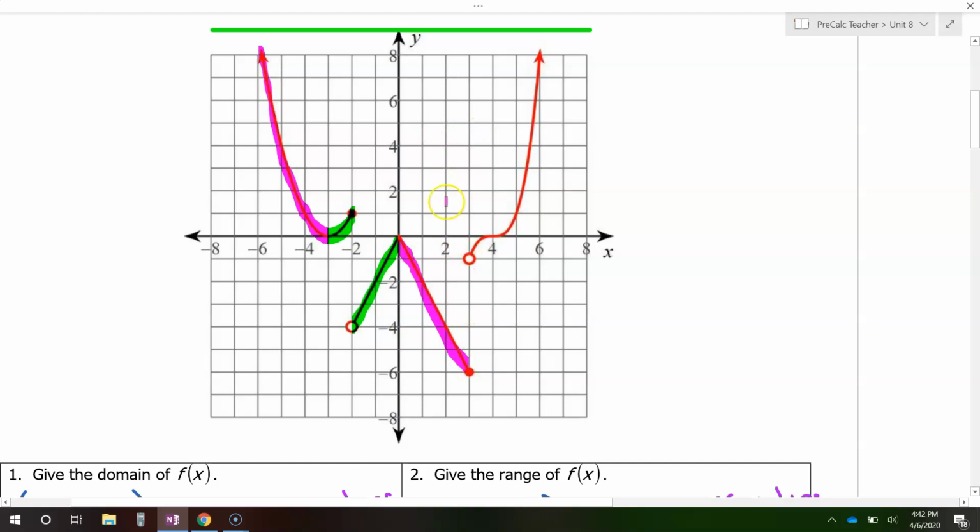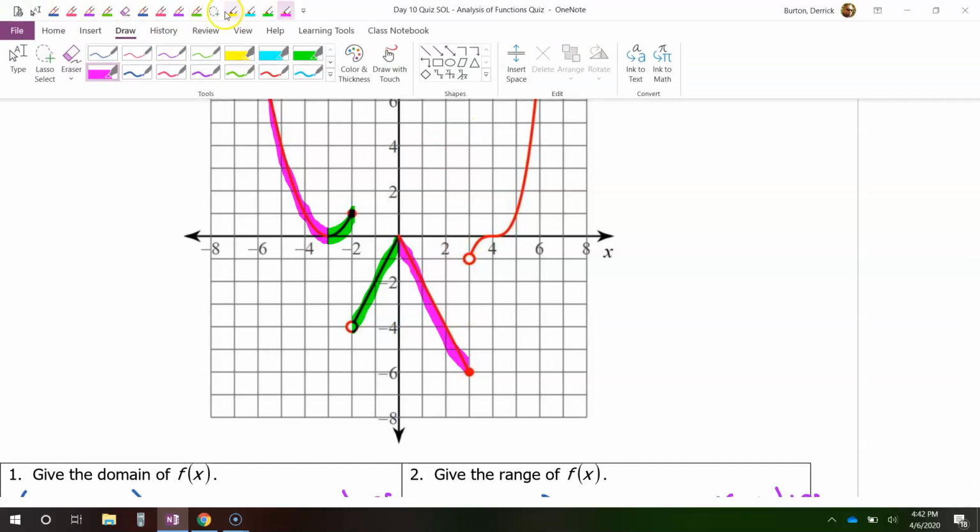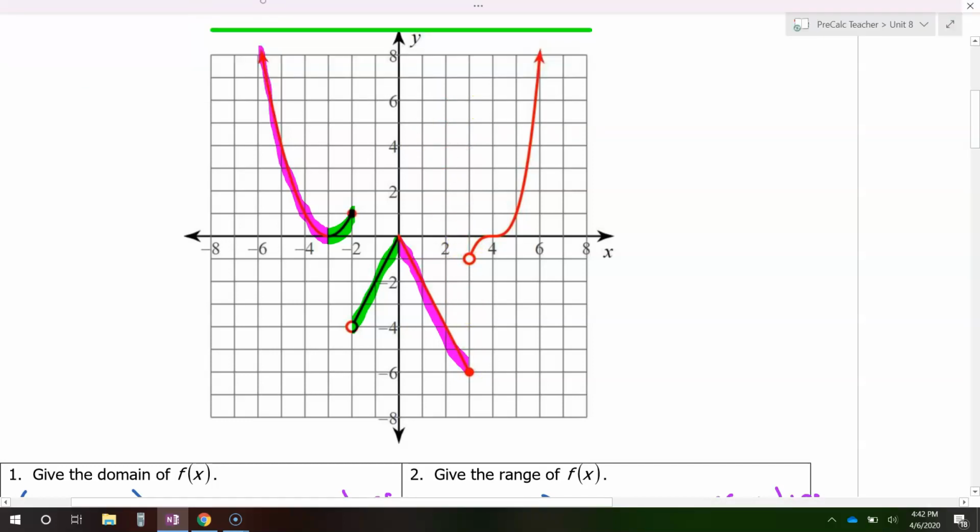But then to continue, I have to go downhill for a while. And then there's a jump right here, but after the break, I find myself going uphill, and I'm going uphill for the rest of the way. So downhill, uphill, uphill, downhill, uphill. Everywhere that I just colored in red is going to give me a decreasing interval. Everywhere I just colored in green is going to give me an increasing interval.